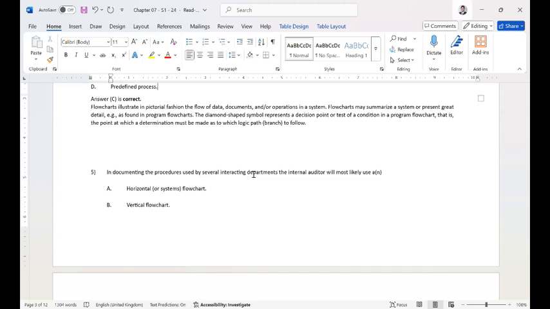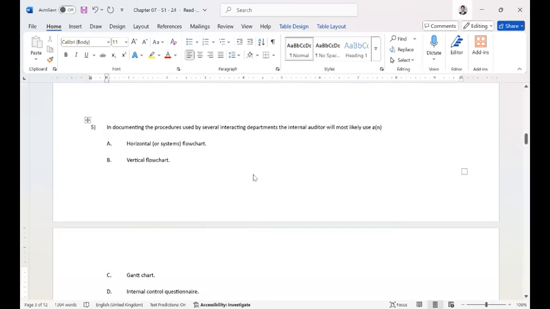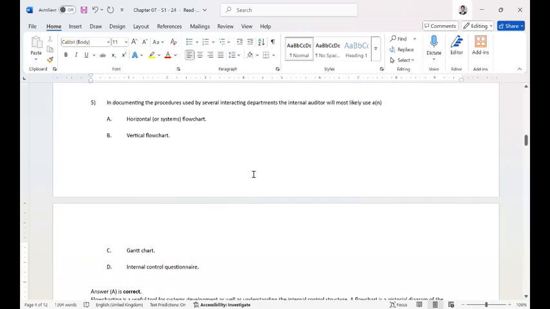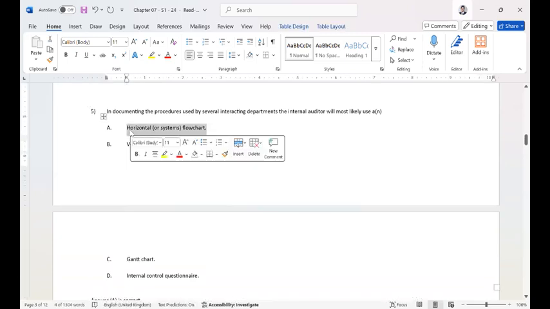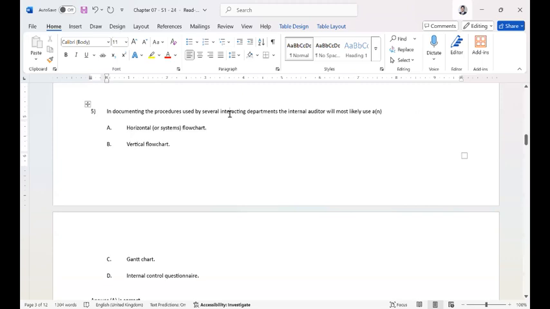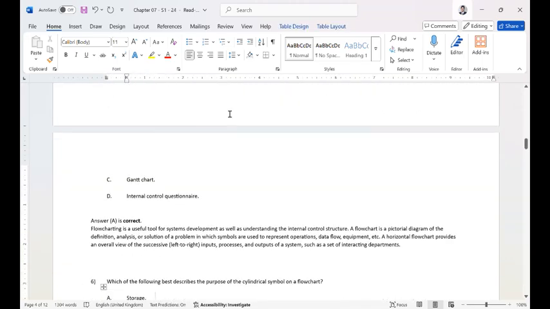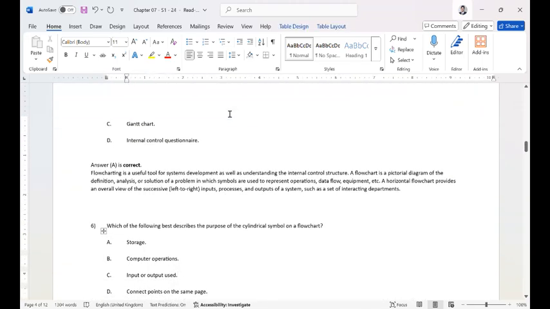In documenting the procedure used by several interacting departments, the internal auditor will most likely use what? Yeah, horizontal. In a horizontal flowchart, it's in columnar form. The various departments are in each column. So processes cut across various departments. So, sixth one.